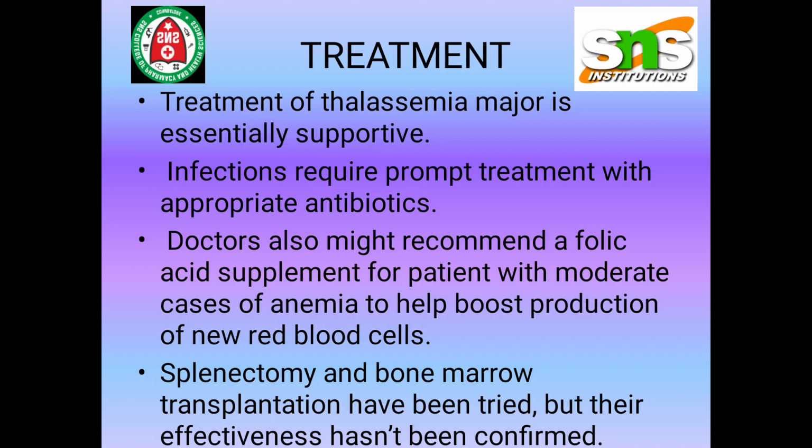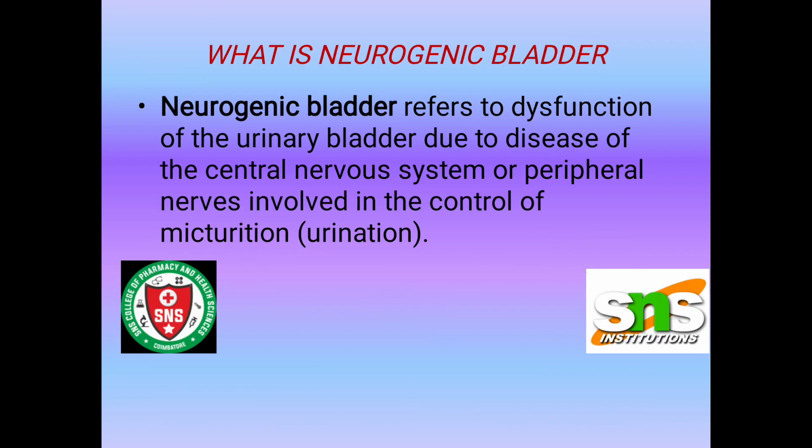And coming to the treatment point, treatment of thalassemia major is essentially supportive. Infections require prompt treatment with appropriate antibiotics. Doctors also might recommend a folic acid supplement for patients with moderate cases of anemia to help boost production of new red blood cells. Splenectomy and bone marrow transplantation have been tried, but their effectiveness hasn't been confirmed.